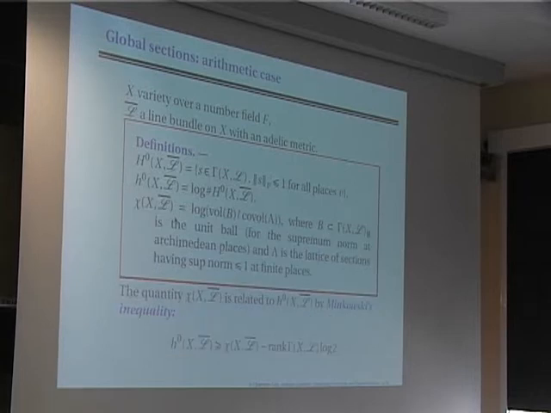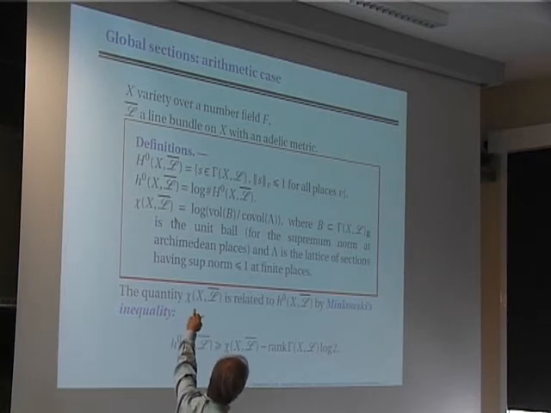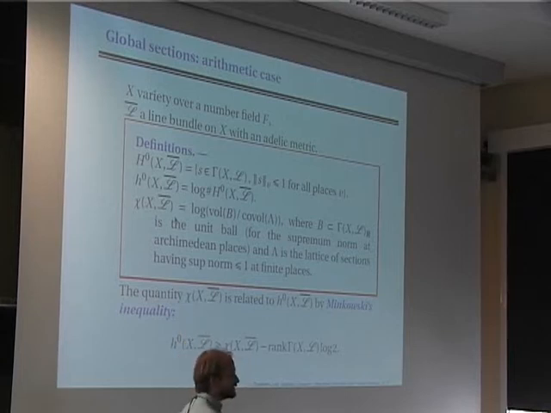So I let X be a variety over a number field F. I take a line bundle together with a metric, and I define one space and two numbers. The first space is denoted H0 of X, L bar. This is the space of arithmetic global sections of the metrized line bundle L bar.